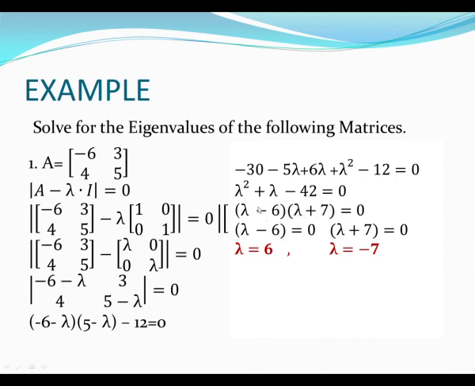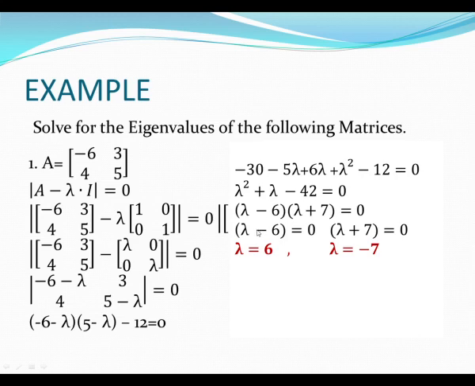But before you get the roots, just check first if this factored form is correct by simply applying the FOIL method again. Multiply the first, lambda times lambda, and that is lambda square. Outer, 7 lambda. Inner, negative 6 lambda. So 7 lambda minus 6 lambda is positive lambda. And then the last, negative 6 times 7 is negative 42. So it means that this factored form is correct for this quadratic equation.